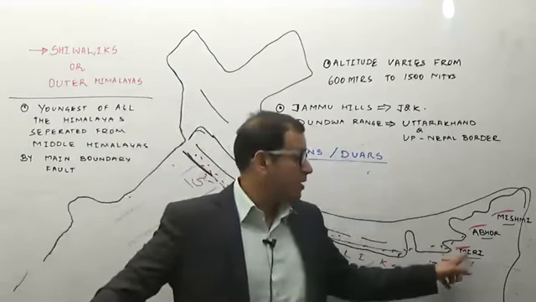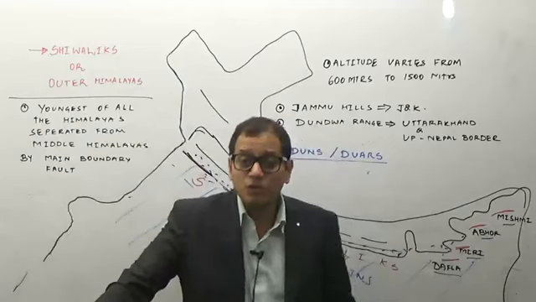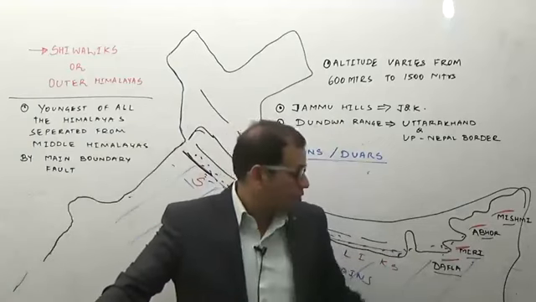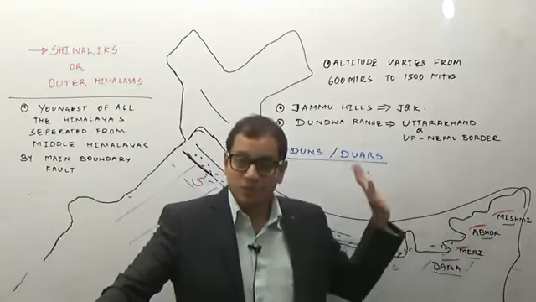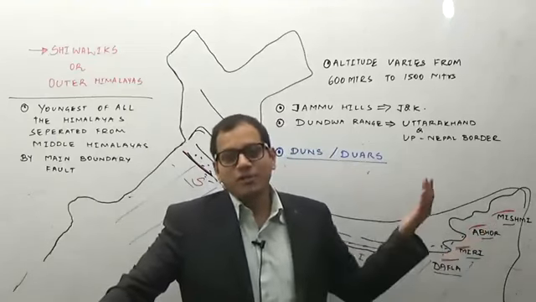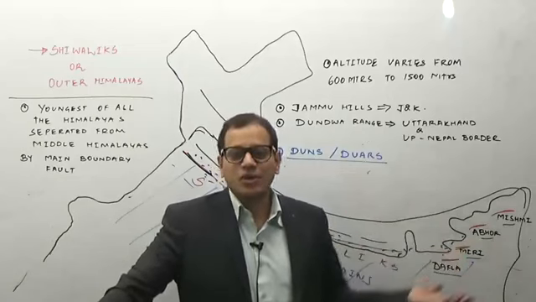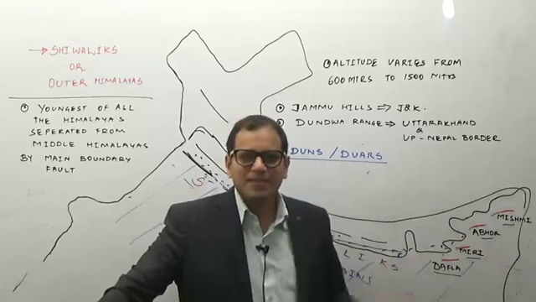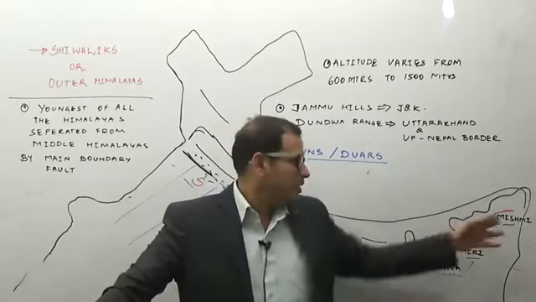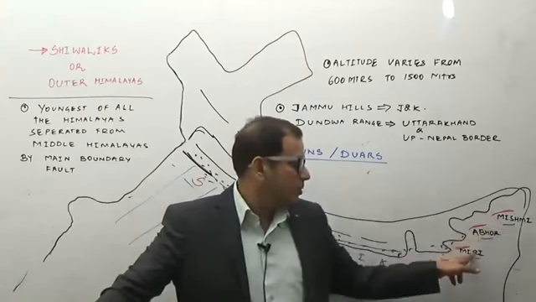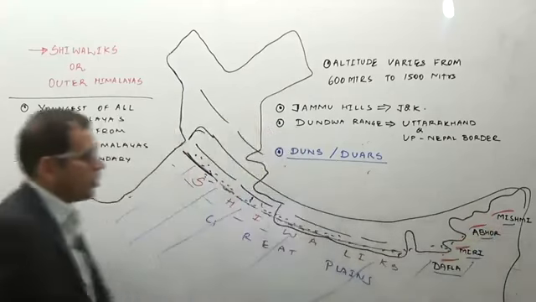These are Dafla, Miri, Abhor and Mishmi. How the question will be: arrange these hills from north to south or from south to north. So DMAM from south to north, or MAMD, like Master of Arts and Master of Doctorate, from north to south. So this is Mishmi, Abor, Miri and Dafla Hills from north to south.